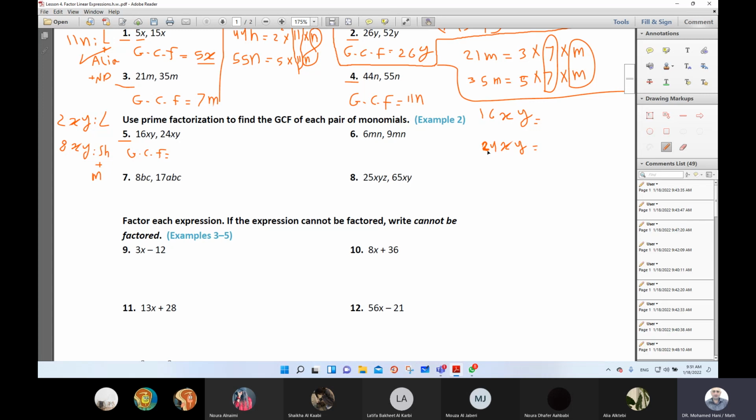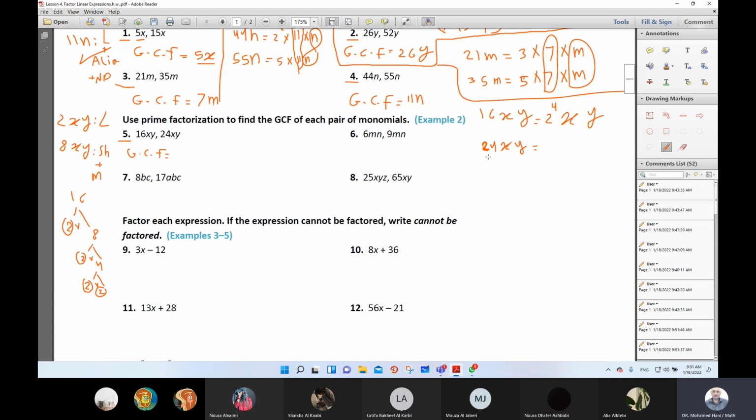Okay, check with me, please. Take the first monomial, find the prime factors of 16. 16 equal 2 times 8. This is a prime. And 8 equal 2 times 4. This is a prime. And 4 equal 2 times 2. This is a prime. So the factors will be 1, 2, 3, 4. So 2 exponent 4 x y.